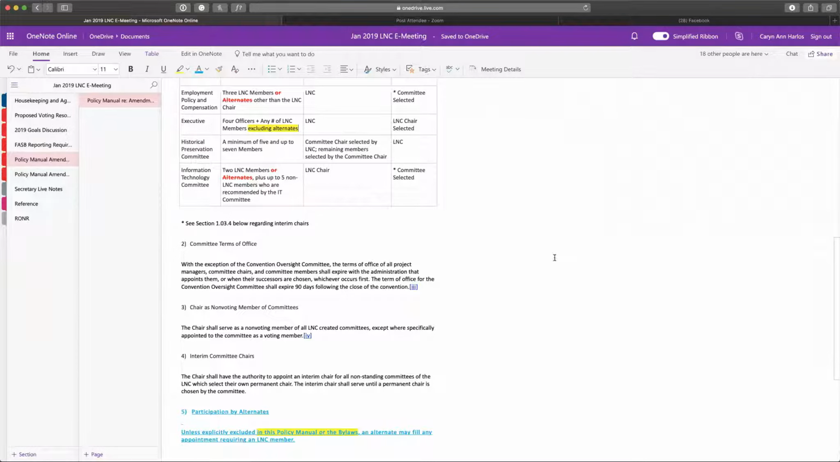I have a question for Ms. Harlos. Go ahead. I heard Ms. Matson mention executive committee as well, but I didn't hear you address that. Is it addressed, or did I just miss it? It's the first of her two amendments that are as a package. She would modify the language under the executive committee to say 4 officers plus any number of LNC members excluding alternates. So alternates would explicitly be excluded in the policy manual definition. Okay, got it. Thank you. Anyone else seeking to be recognized on Ms. Harlos's proposed amendment? I do not. Mr. Bishop Henchman, go ahead.